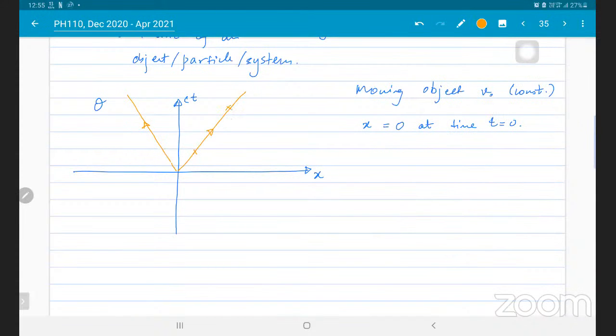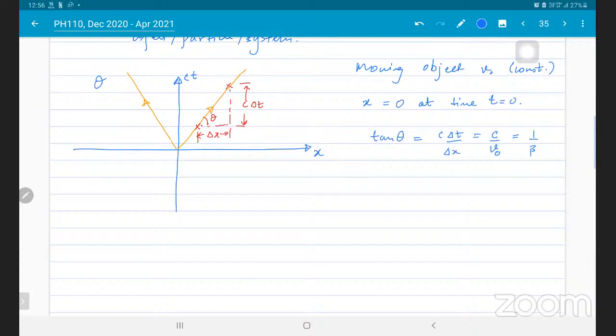If you look at any 2 points on this line, and I ask, well, what is this? This is delta x. And what is this interval? This is c delta t. And then you have some angle theta. So tan theta is what? c delta t divided by delta x, which is c divided by v naught. What is that? That is equal to 1 by beta.